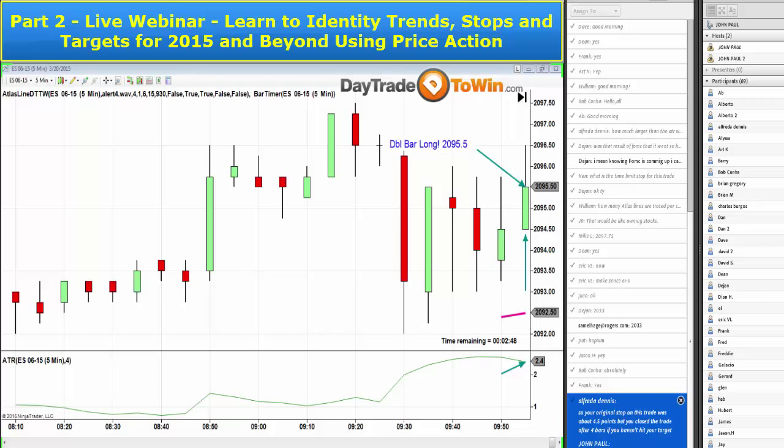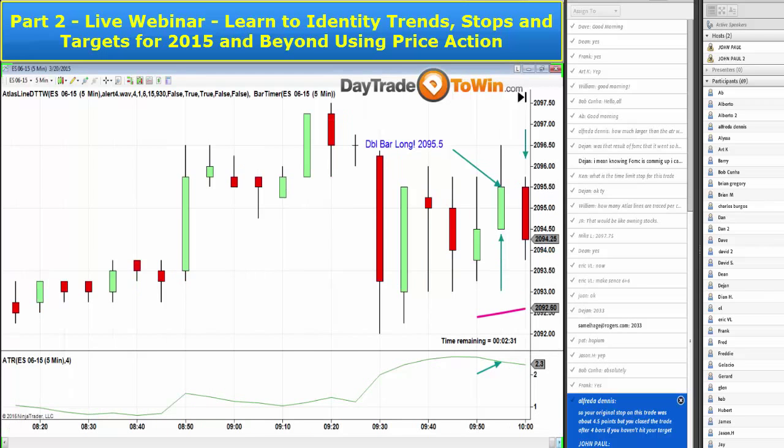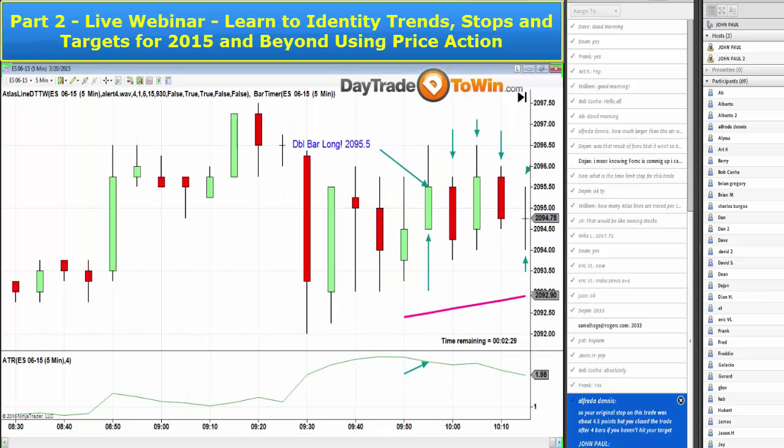Instead, let's use time, which is the four-bar time-based stop, and let's use proof, which is a prove-it stop, a close on the opposite side of the Atlas line, to get me out of this trade if it doesn't make my target, whatever the target happens to be. So now we have 1, 2, 3, 4. I don't know the future. I gave this an opportunity to work.